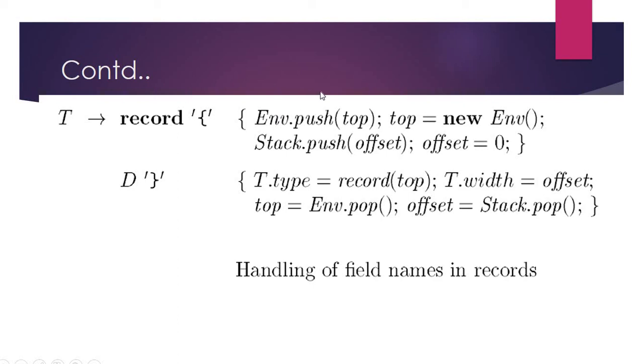That also will be stored into the stack, because after allocating these fields within the records, we have to pop the previous environment offset value. That's why we are pushing the offset value onto the stack. So now for this record or structure, a new offset value we have to initialize. So offset value will be initialized to 0 for the present record or structure we are creating. So t dot type equal to record of top. So now after the declaration, this is the way the offset will be initialized.